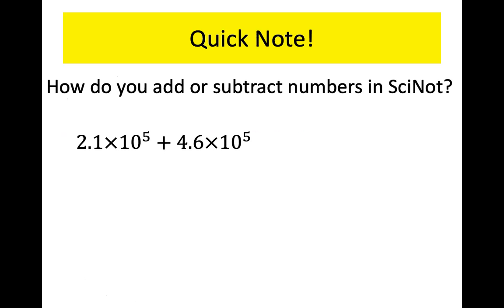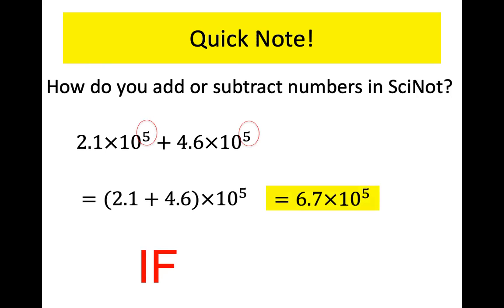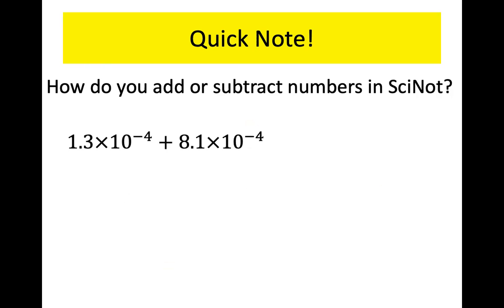But there's one caveat. You can only, and this is for adding and subtracting, you can only do this if, take a guess, the powers are the same. So if, it's a big if, the powers are the same, just add these 2 numbers. Do it. 6.7 times 10 to the 5th. You just added a whole bunch of big numbers together in less than 1 second. Easy peasy.